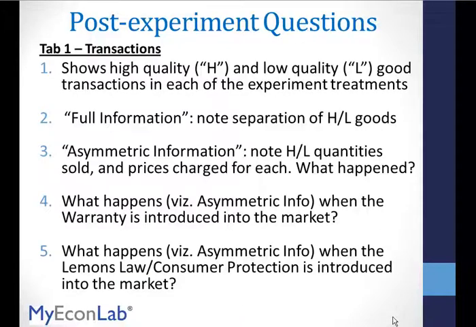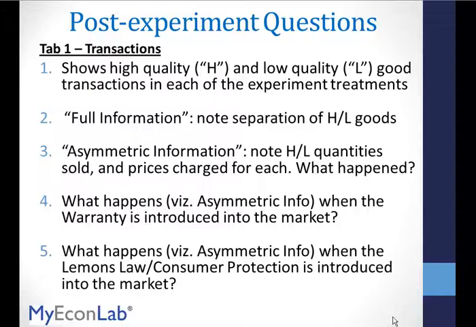So the first one of these results tabs for market behavior is to show the actual transaction tabs. Each transaction is going to be viewed with an H if that was a high quality good sold and an L if that was a low quality good sold. So really what we want to look at is where the high and low quality goods are sold in terms of price. And the idea in the full information game is that we should be seeing high quality goods sold for high prices, low quality goods for low prices.